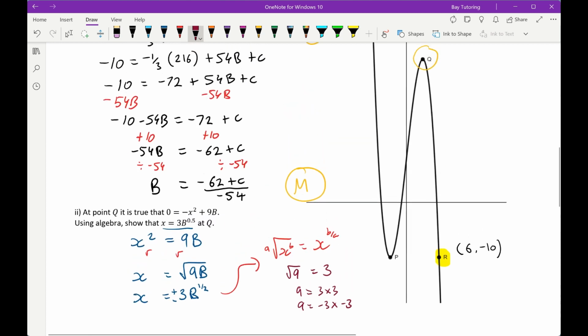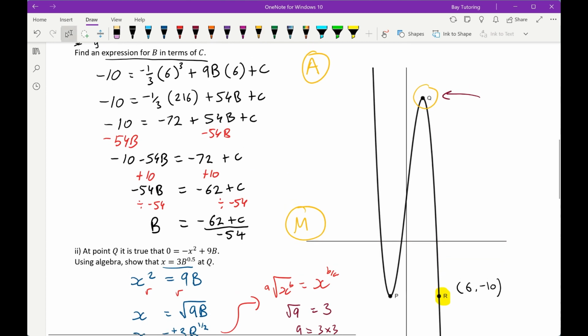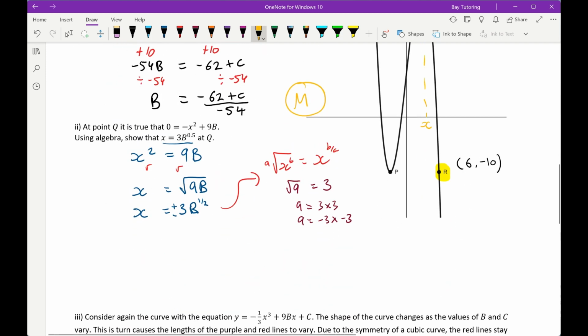Now, if we look at where Q is, up here, we can see that x has a positive coordinate because we are on the right-hand side of the y-axis. So if we go down to the x coordinate here, this x value will be positive. Therefore, we're not interested in the negative solution. x must be positive. 3b, I'll just change that power of 1/2 to 0.5.